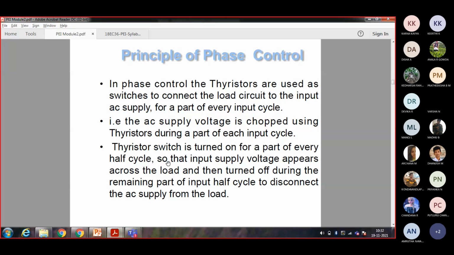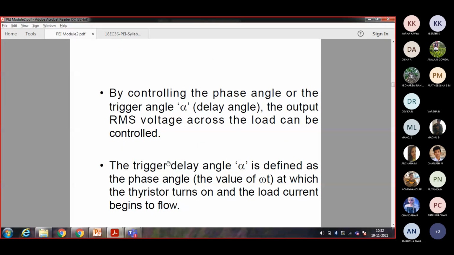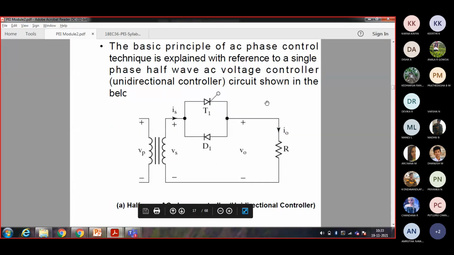By controlling the phase angle or the triggering angle alpha, that is the delay angle, the output RMS voltage across the load can be controlled. So the RMS voltage is controllable. The trigger delay angle alpha is defined as the phase angle, the value of omega t at which the thyristor turns on and the load current begins to flow. Now, the basic principle of AC phase control is explained with reference to a single phase half wave AC voltage controller, a unidirectional control circuit, shown here.